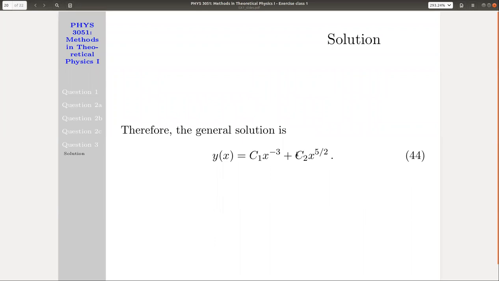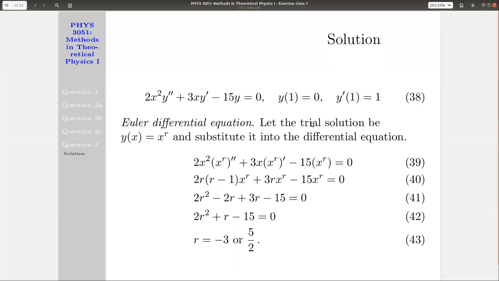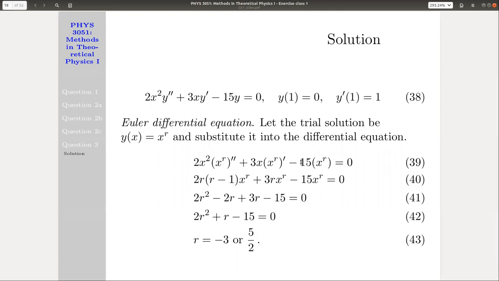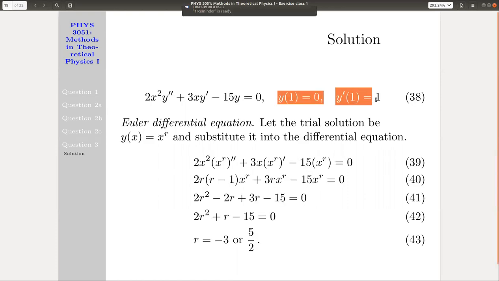So because both solutions are equally good for the ODE, the general solution would be a linear combination of both solutions. You are also given the boundary conditions of this ODE.